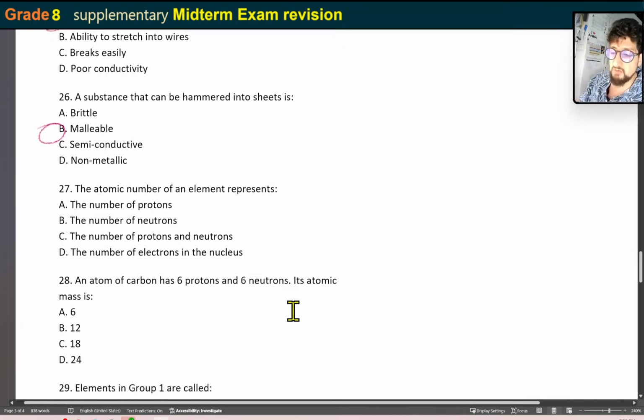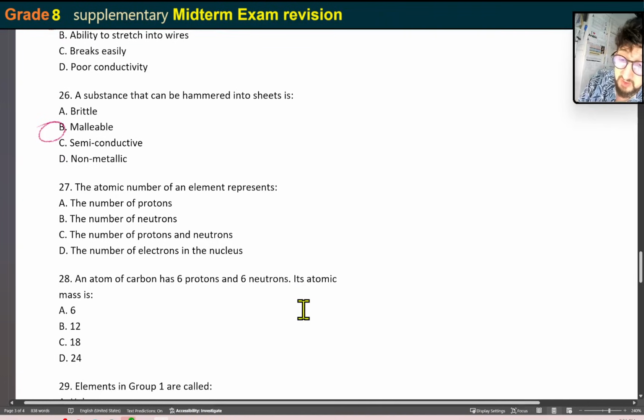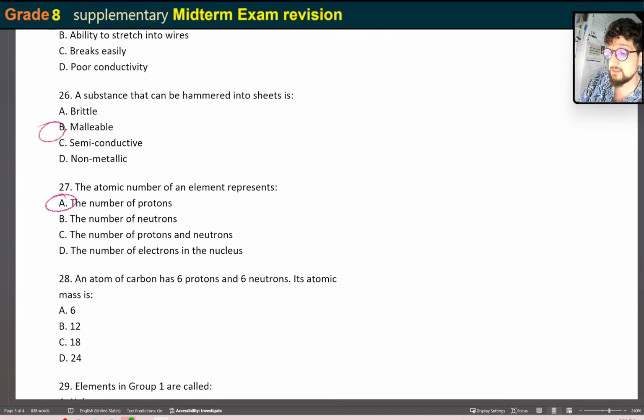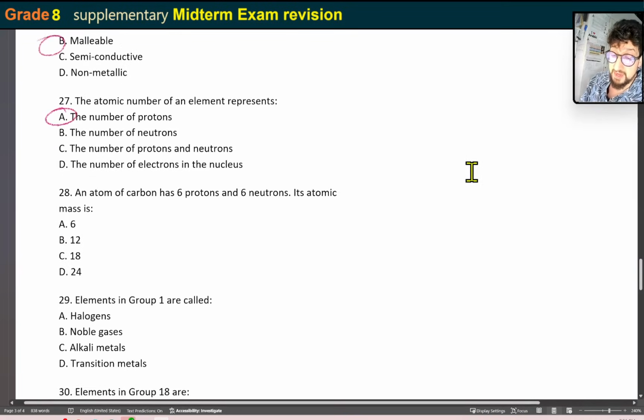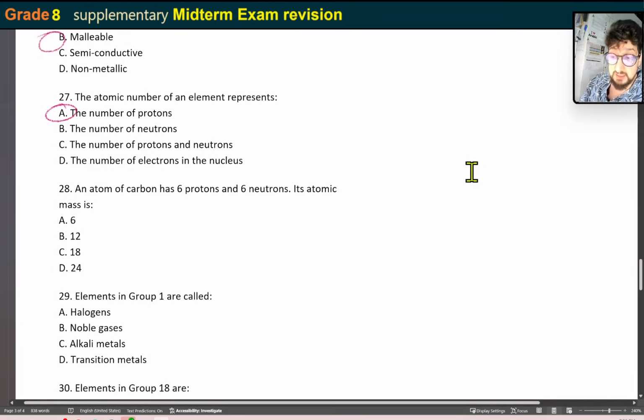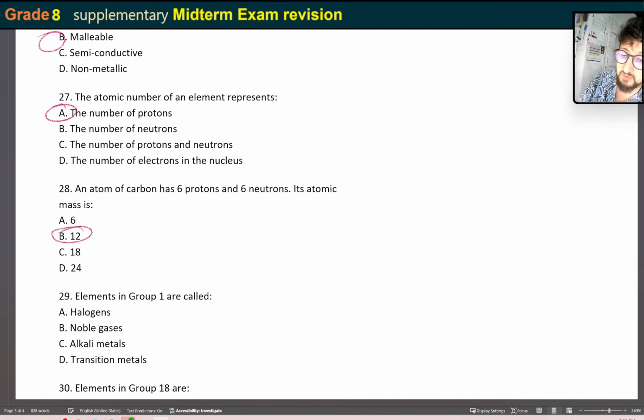The atomic number of an element represents the number of protons. That's what the atomic number is, the number of protons, and that is the identity of the element. An atom of carbon has 6 protons and 6 neutrons. Its atomic mass is what? The atomic mass is going to be both the protons and the neutrons combined, so it's going to be 6 plus 6, or 12.